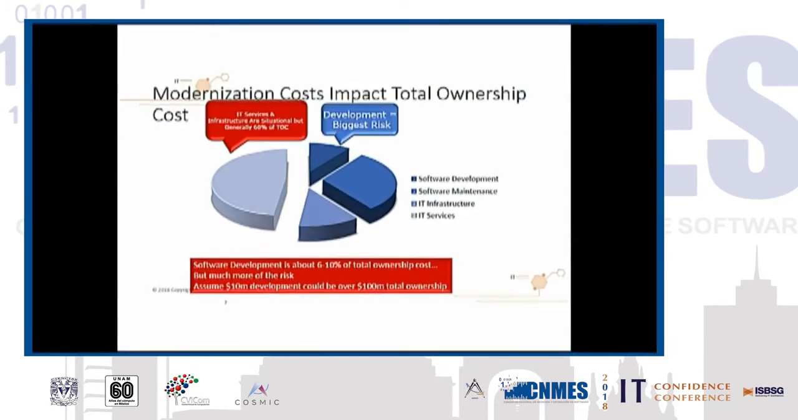6 to 10%. We've got IT infrastructure, IT services are generally 60% or more of the cost. And then, of course, software maintenance is a huge part of the cost.